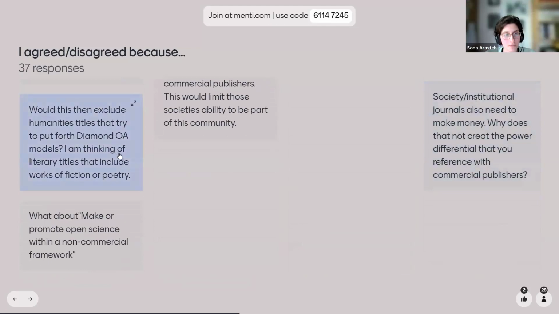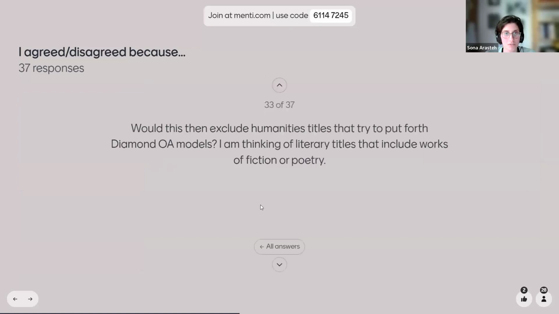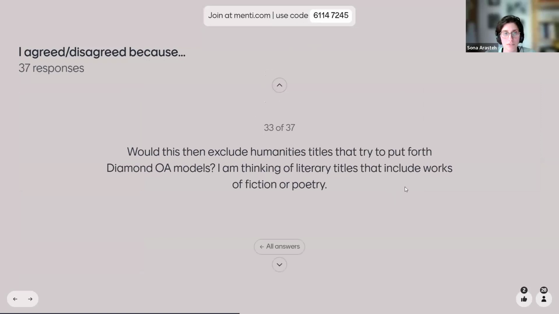Okay, so maybe this is something that we might like to discuss before we head to the next statement. Would this then exclude humanities titles that try to put forth diamond open access models? I'm thinking of literary titles that include works of fiction or poetry. Yeah, not sure what to do about those.